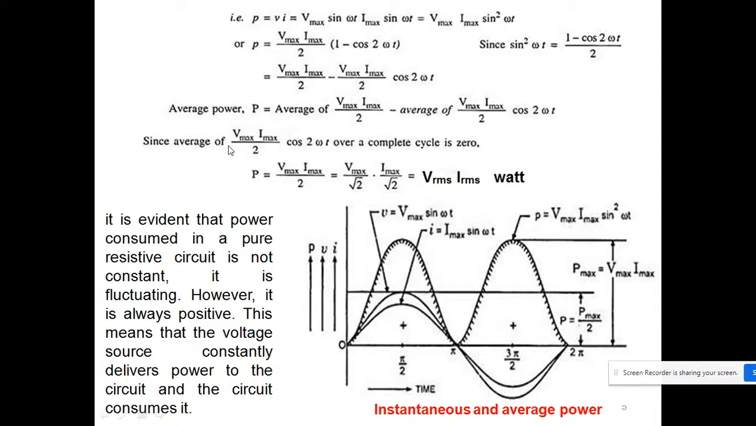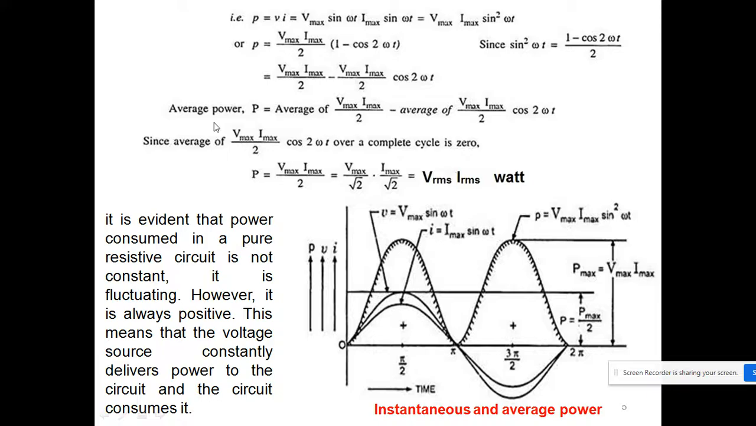So if I take the average of this value and this value, because this is the 2 omega t term, double the frequency of our circuit, its average becomes equal to 0. So this is equal to this, and Vmax upon root 2 and Imax upon root 2 are nothing but the RMS value of voltage and the RMS value of current. So this is the power in pure resistive circuits.